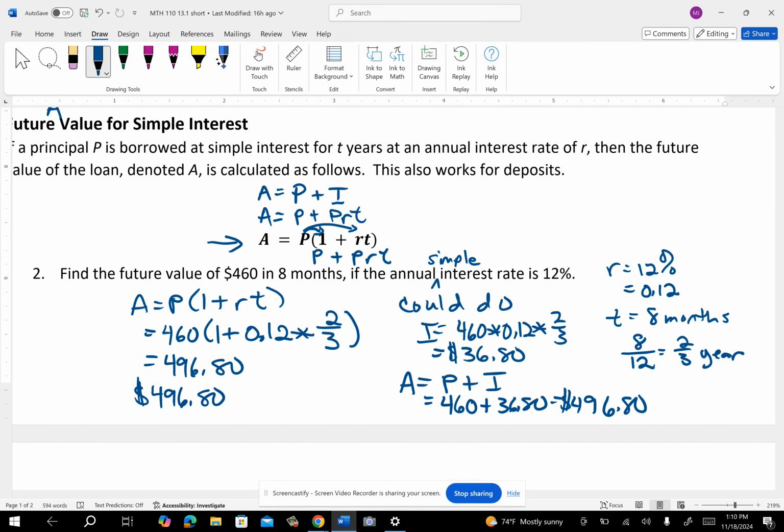Okay. All right, so you can approach it however you'd like. Sometimes how I approach it depends upon the questions that they ask. If they had asked me for just the interest on question number 2, then I probably would have done this so that I could get just the interest. But on this one, they didn't want just the interest, they wanted the future value. So your actual answer is the $496.80. So you wouldn't stop with the $36.80. You'd go on and get the $496.80.